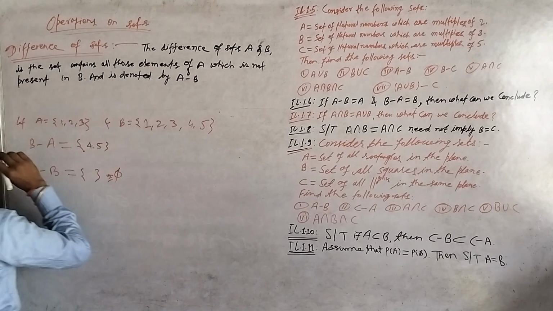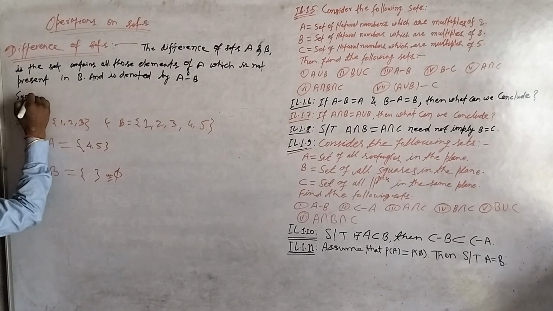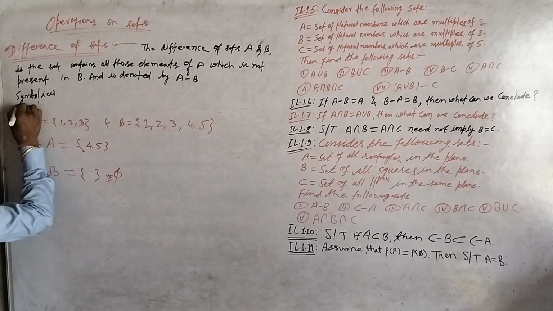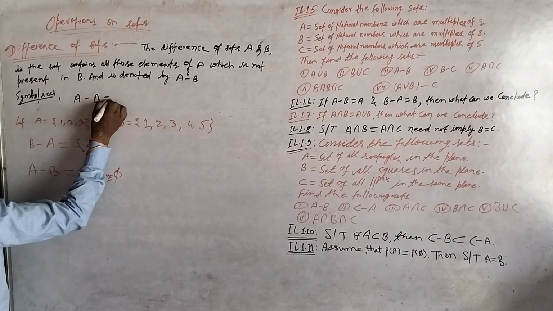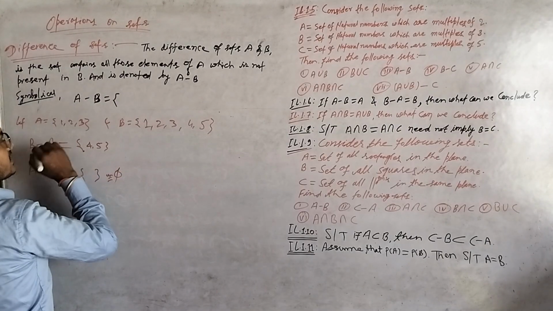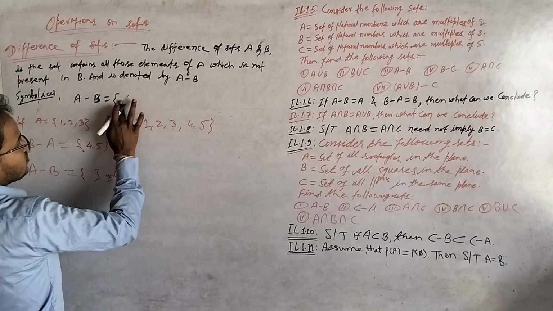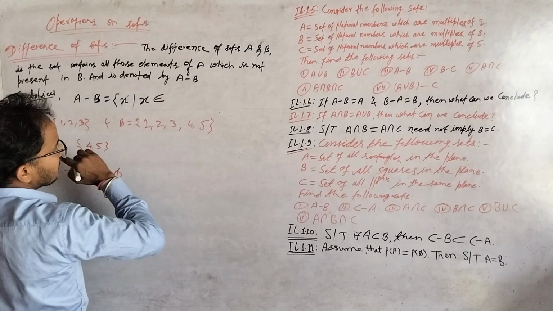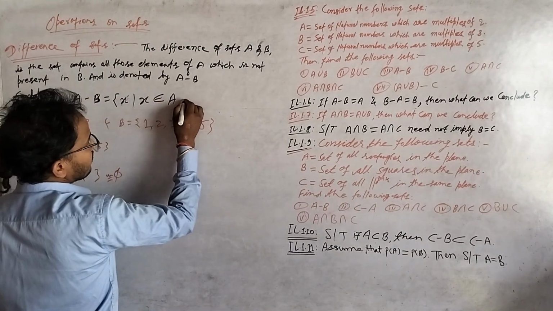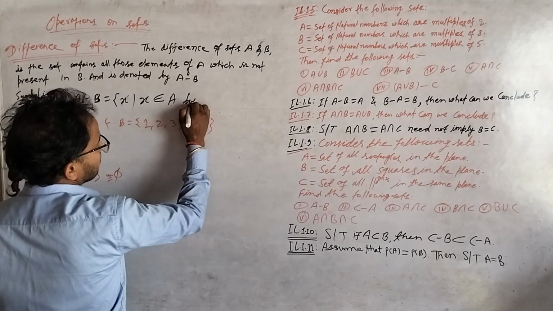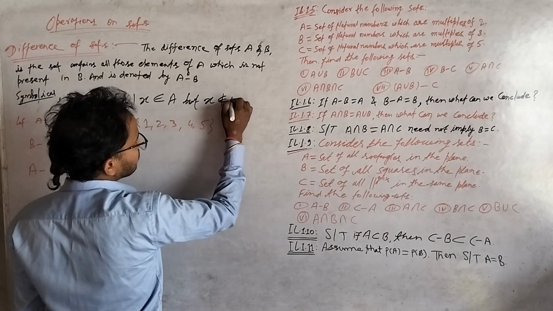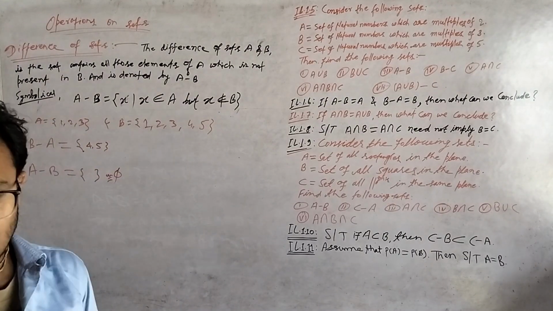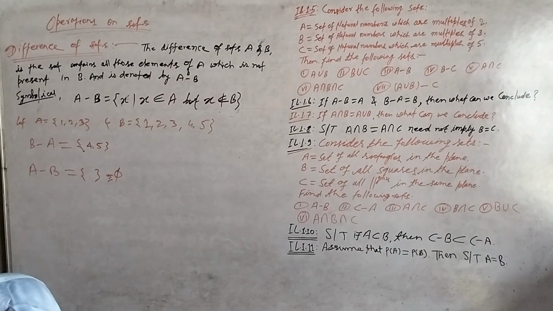Symbolically we write A minus B is a set containing those elements x such that x belongs to A but x does not belong to B. Okay, this is our symbolic representation. Next topic.